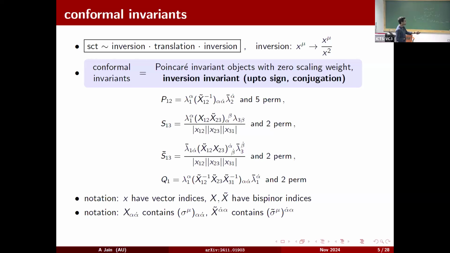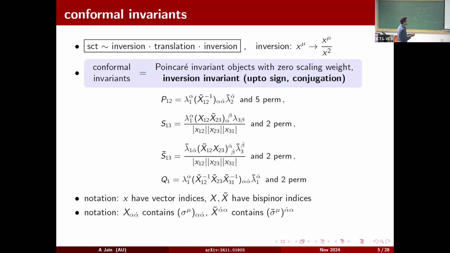There are also permutations of these, so it'll be p12, p23, p31, and all of that. The 1 and 2 are space-time labels. Similarly, we can make the S13s. If you can see, we have lambda and lambda bars on the ends, and we can have strings of x's. Since they are bispinors, I can contract and keep on having strings of x's. So you have two of these, and in this you have three of these, and they're appropriately made so that their inversion gives you the same quantity. They are invariant under inversion up to a sign and conjugation.